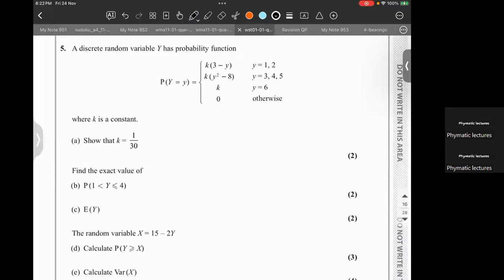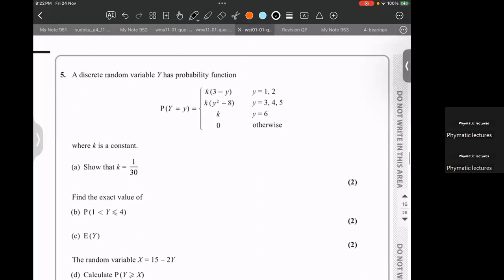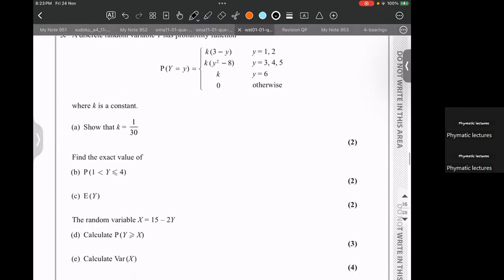Question number 5. This is a question related to the discrete random variable distribution. Here they have given probability functions. So it is a piecewise function. That means for the value y equal to 1 and 2, the definition is k times (3 minus y). But for y equal to 3, 4, 5, the definition is k times (y square minus 8). And for y equal to 6, that is k. And in the rest of the cases, the value is 0. So they are asking to find the value of k.